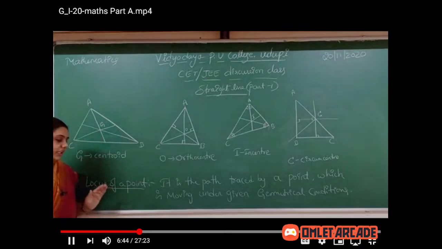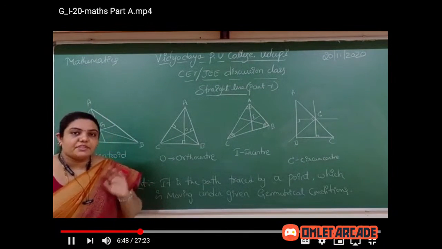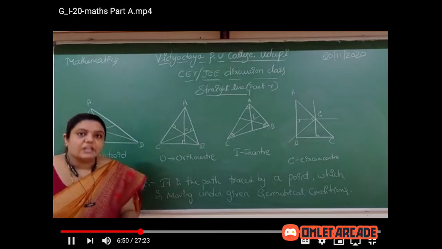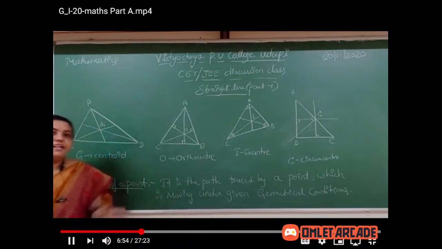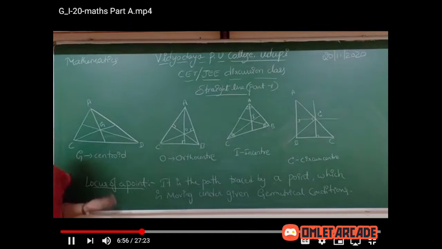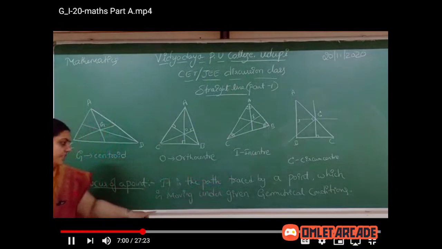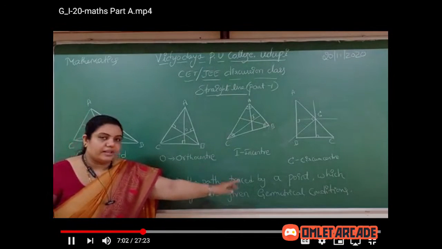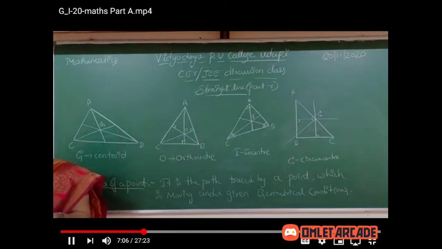Okay. So this is about locus of the point. I mean, finding the locus of the point is nothing but finding the path of the point. Path of the point is nothing but finding the equation of the point. Okay. So you're not finding a point here. You're actually finding the equation of that point which satisfies. So it is a path traced by a point which is moving under given geometrical conditions. So we'll see again when a problem comes.